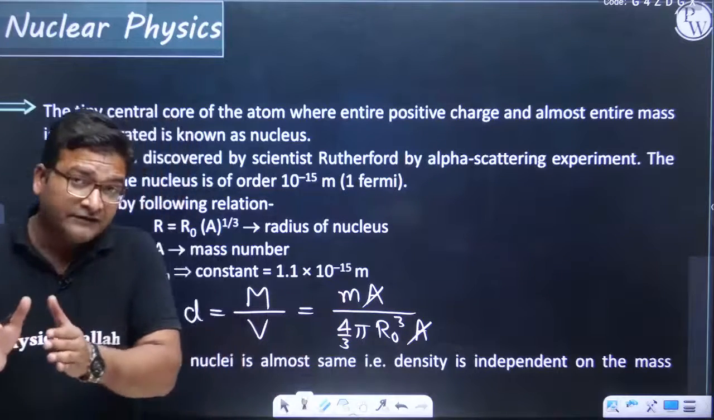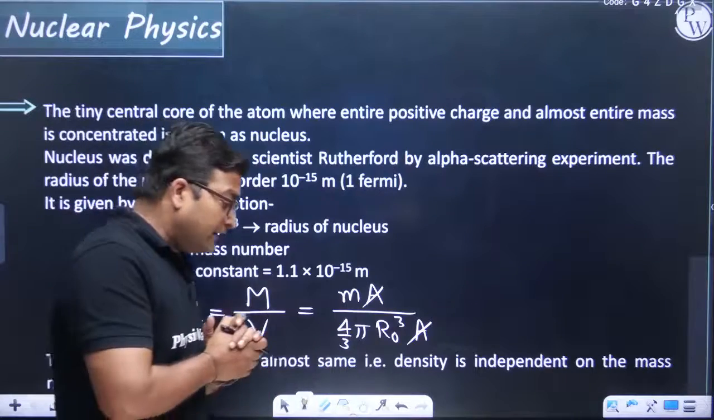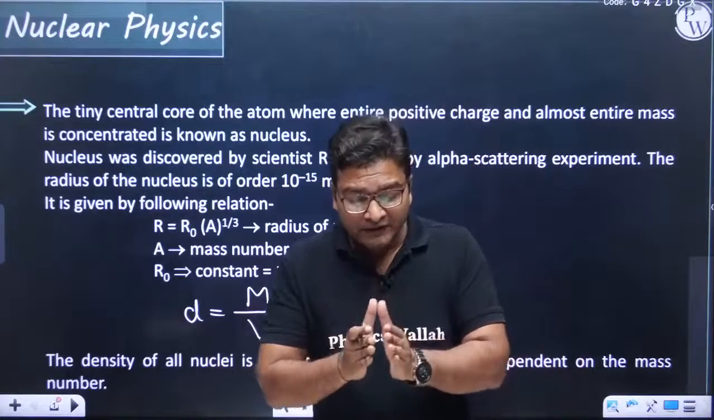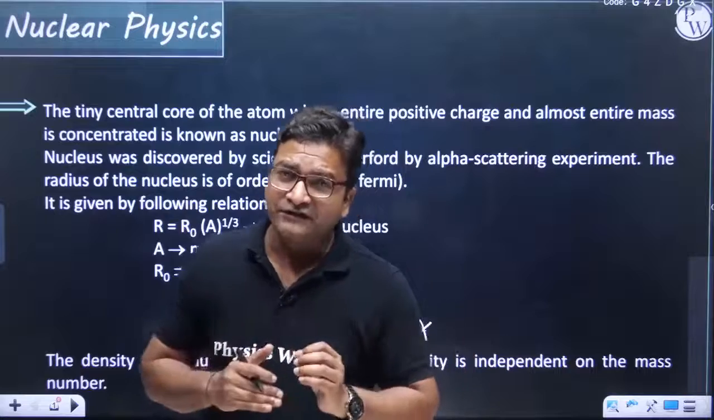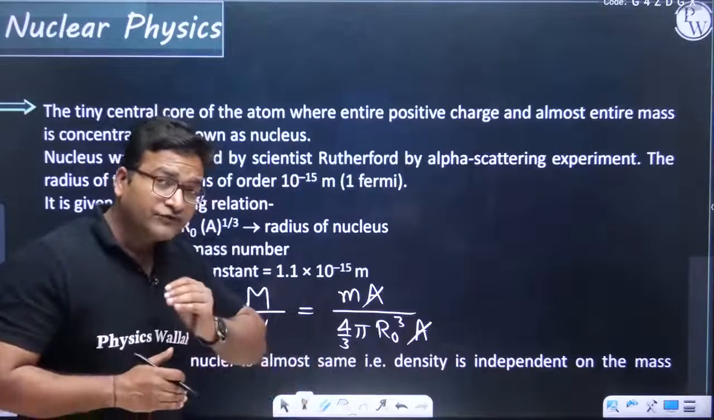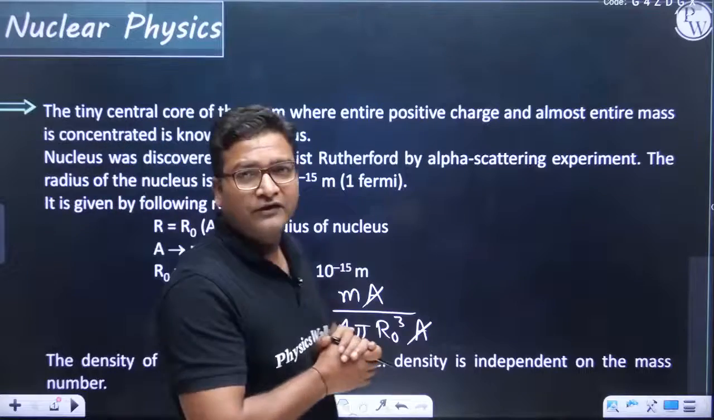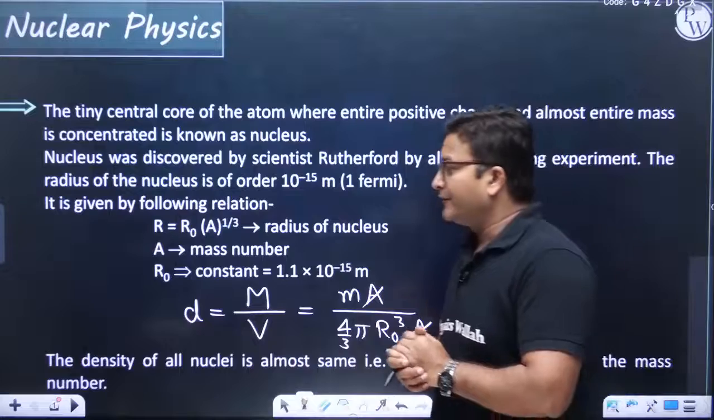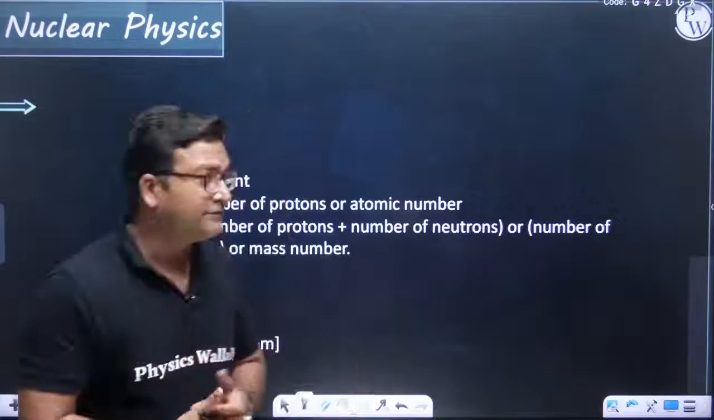So if density is independent of mass number, it says that the density of nucleus is independent of mass number, meaning all nuclei of any atom of any species have almost the same density. So the density of all nuclei is almost the same, as it is independent of mass number. Okay, so that's a little about nucleus and its radius and its density.